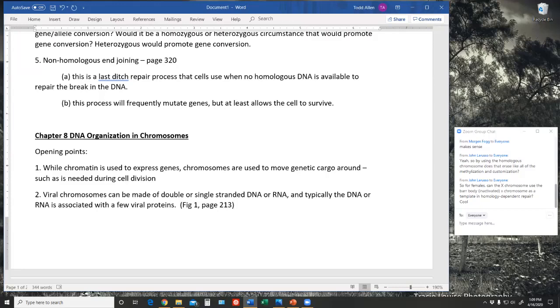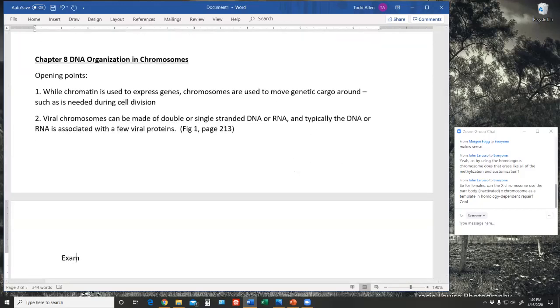Well, let's see here. Right, something like the influenza virus, right? The influenza virus has a DNA chromosome. But the HIV and the coronavirus that's giving us a hard time right now both have RNA chromosomes.